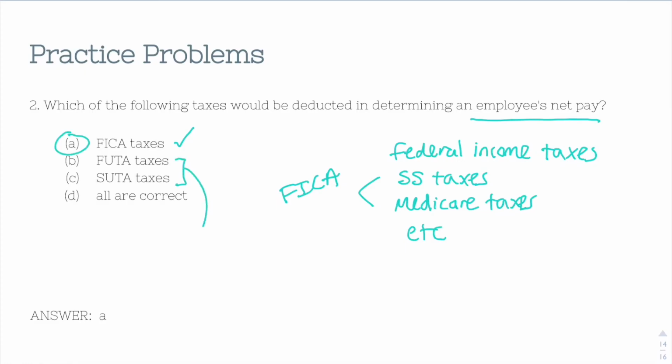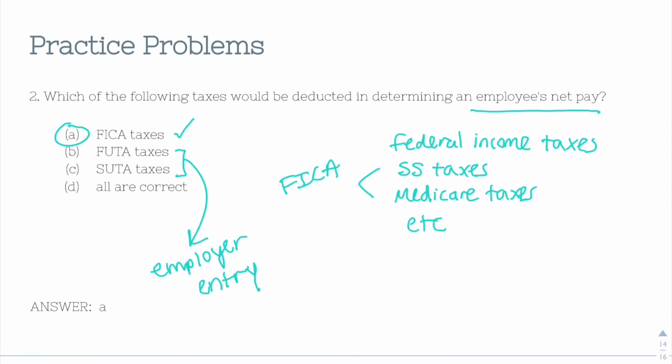These two are used in the employer entry. So that D is a little bit tricky. All are correct. It's just A, FICA taxes for employees. If it had said the employer entry, then it would be all of them.